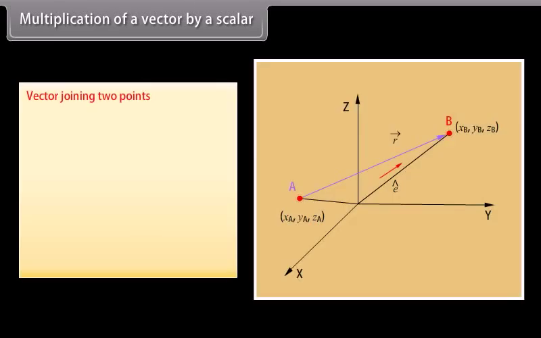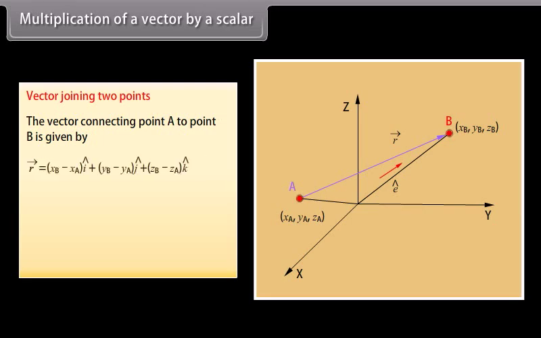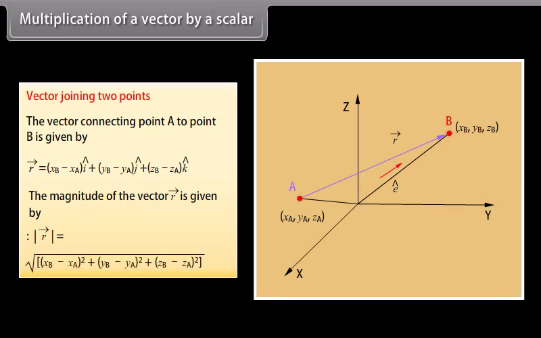Multiplication of a vector by a scalar. Vector joining two points. The vector connecting point A to point B is given by vector R equals (xb minus xa) cap i plus (yb minus ya) cap j plus (zb minus za) cap k. The magnitude of the vector R is square root of (xb minus xa) whole square plus (yb minus ya) whole square plus (zb minus za) whole square.